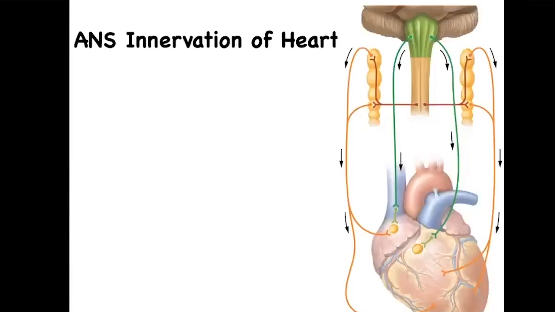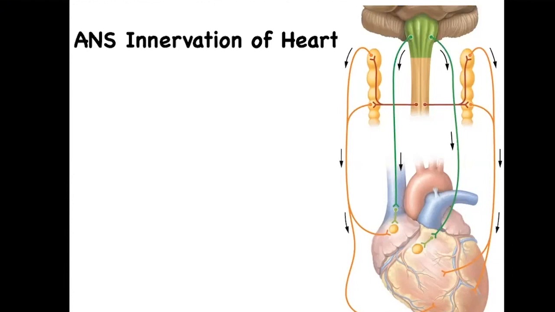Before we move on, let's just look at this figure that illustrates the autonomic nervous system innervation of the heart. The green lines represent the vagus nerves. These are part of the parasympathetic nervous system. And the gold lines represent the sympathetic fibers.